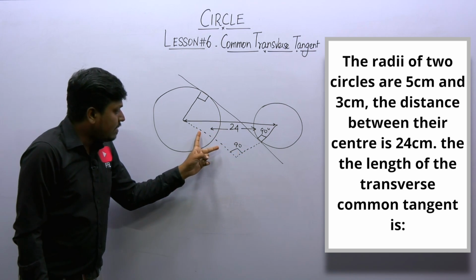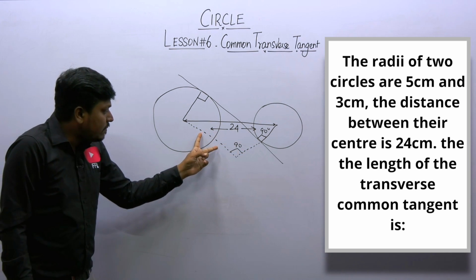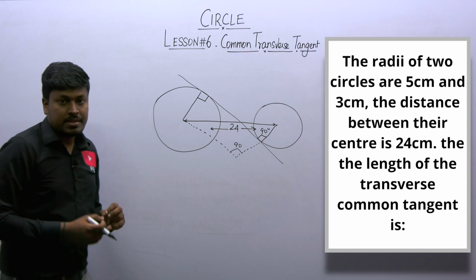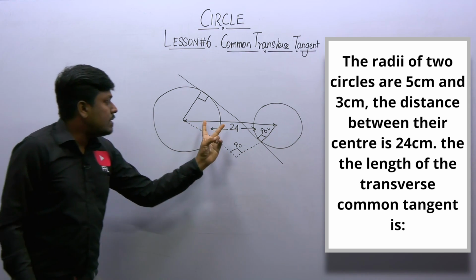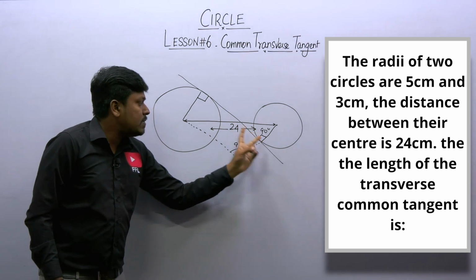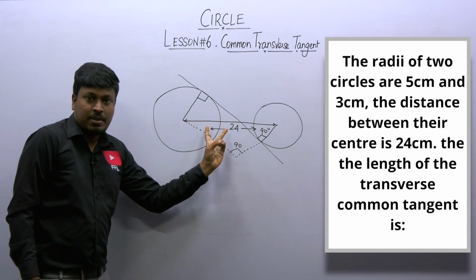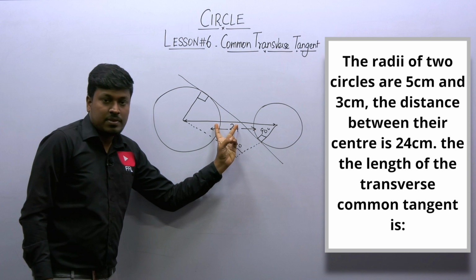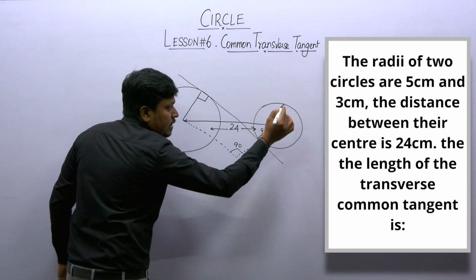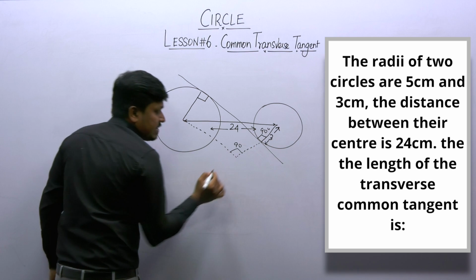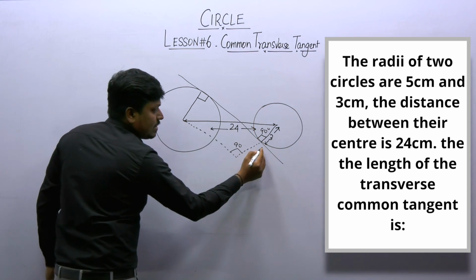And remember that this line will be parallel to this line. So it is enough to find the value of this line. If you find the length of this, it will be equal to the tangent. This is the hypotenuse, the slope. The adjacent value is known, and the opposite is also known, because it is 24 centimeter. And what about the other side? This will be the radius of the second circle. So the radius of the second circle is 3 centimeter, and the radius of the first circle is 5 centimeter.